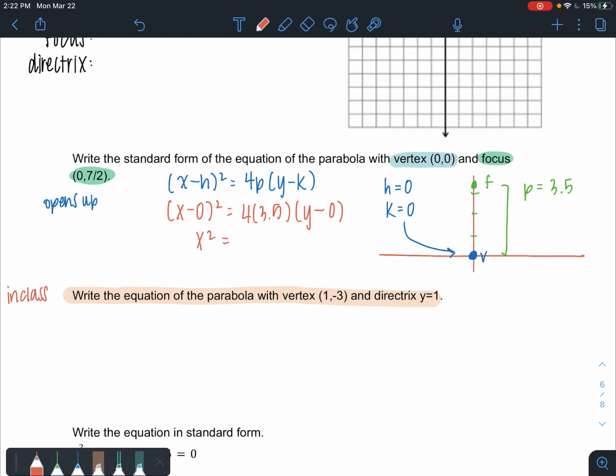Simplifying, I get x squared equals 14y. And that is my equation of my parabola.